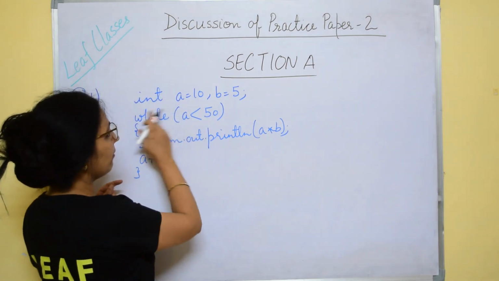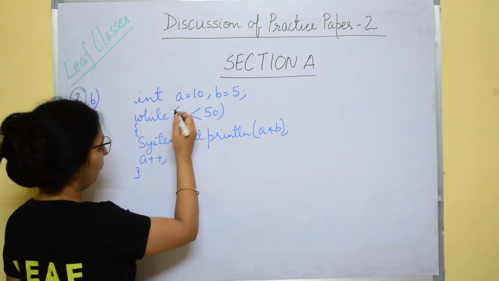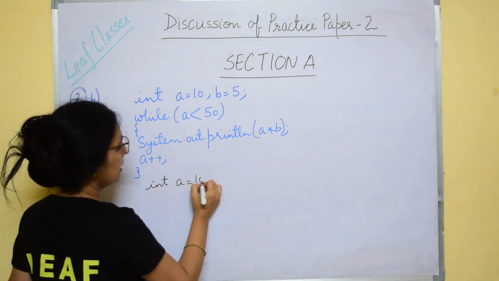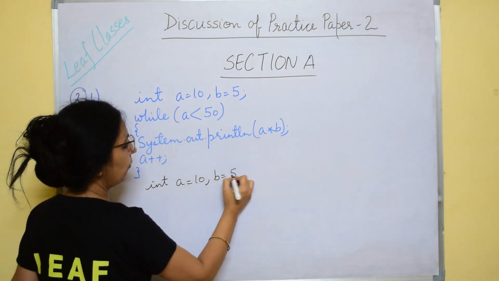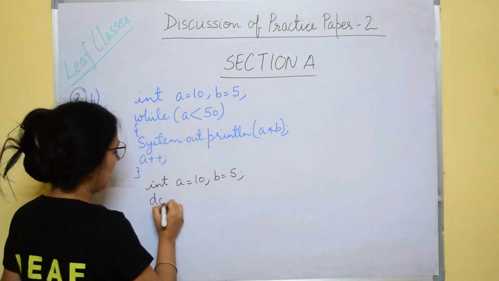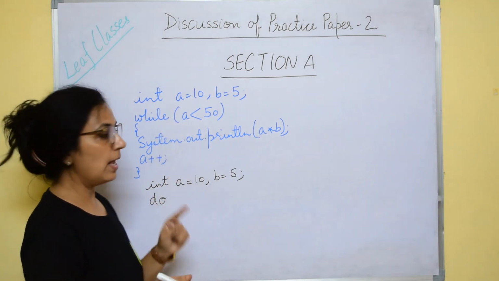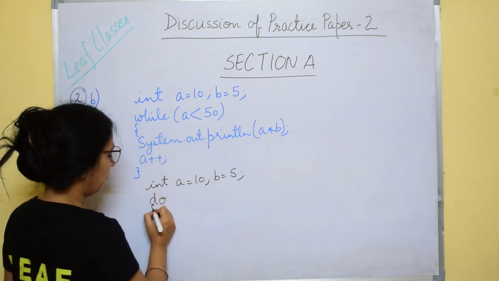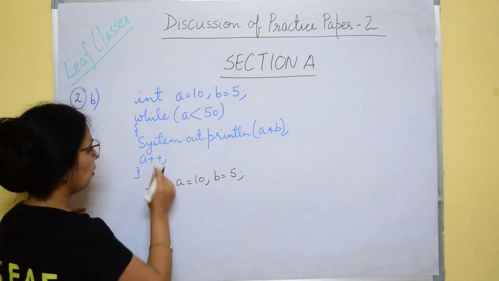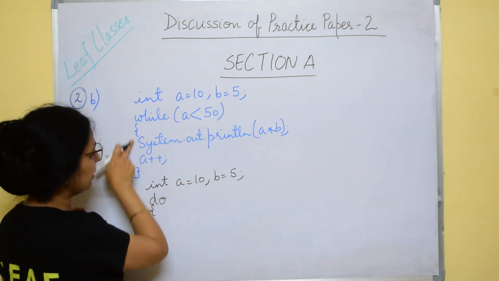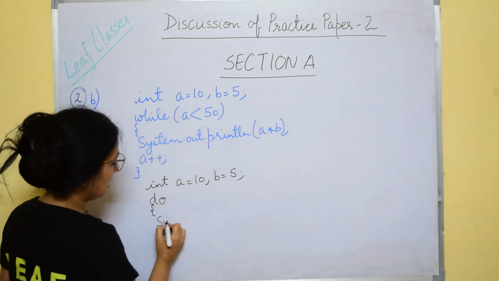For that, whatever is written before while, exactly the same as it is, you will write b equals to 5, and then you start with do. We have to convert this while into do while. So do, and after do you give the opening braces of do, and whatever is written within the braces you write as it is.